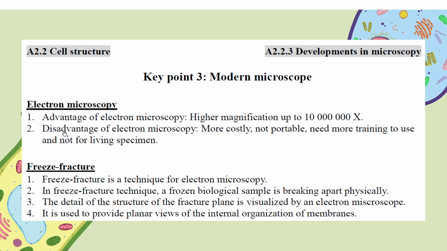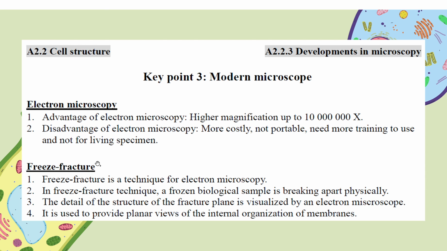But the disadvantage of the electron microscope is that it is very expensive. You don't have it in a school lab. You need to have it at university level, and it is very costly. Absolutely not portable, a big machine actually. You need a lot of training to use it. And it is not for living specimens because if the specimen moves, you can't focus it. Absolutely, because you're looking at a teeny tiny place, because it is 10 million times magnified.